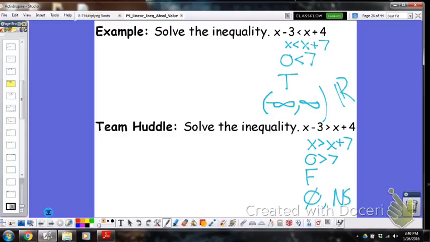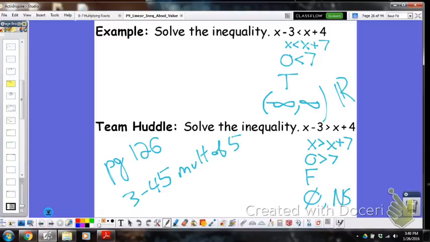So that'll get you set for your homework. For your homework, it's not going to be the same that is in the book. I'm sorry, in the packet. You're going to do page 126, and you're going to do problems 3 through 45, all of them. Just kidding. You're going to do multiples of 5. Alright, so that should get you started. Go ahead and get started on that, and then turn that in tomorrow as well as last night's homework.